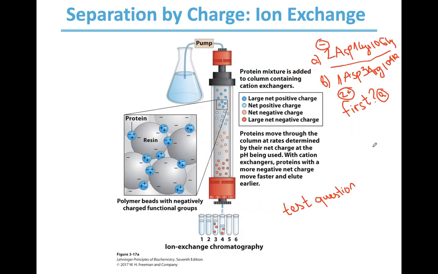Okay, so you should be able to predict how the various peptides will interact with the ion exchange column. Which ones will be eluted first, which ones will be eluted last.